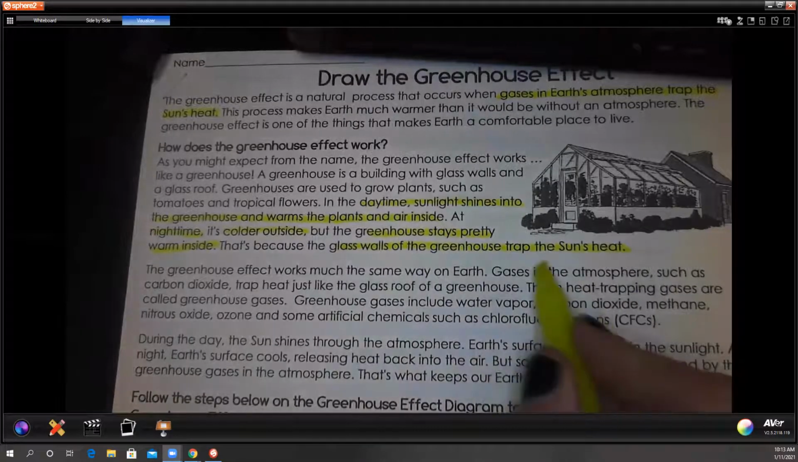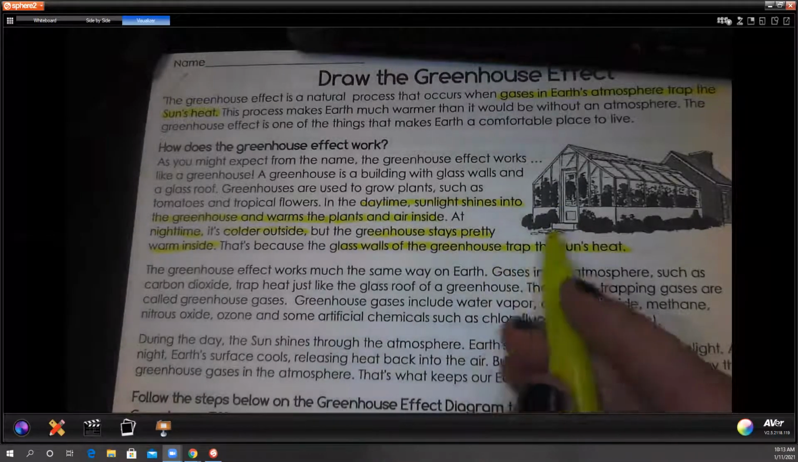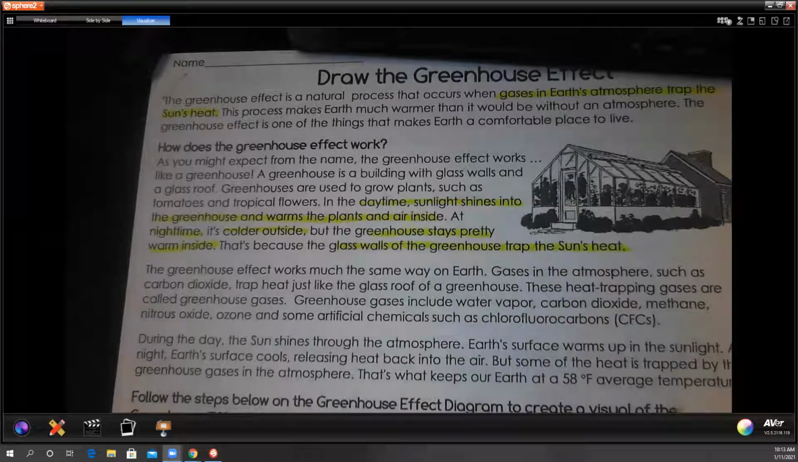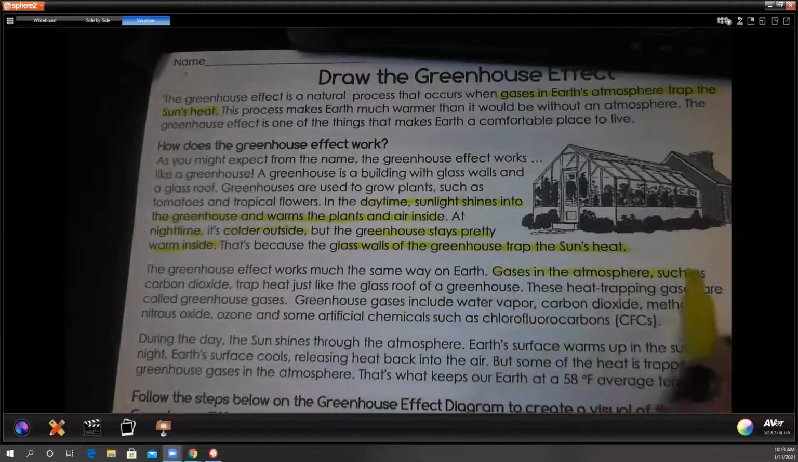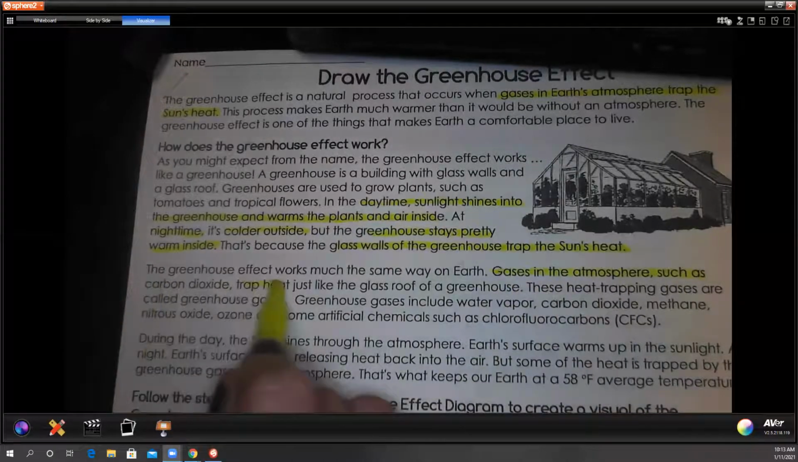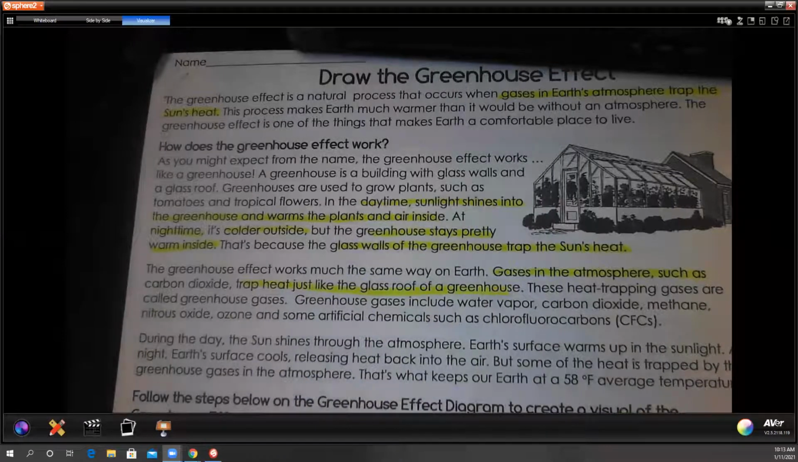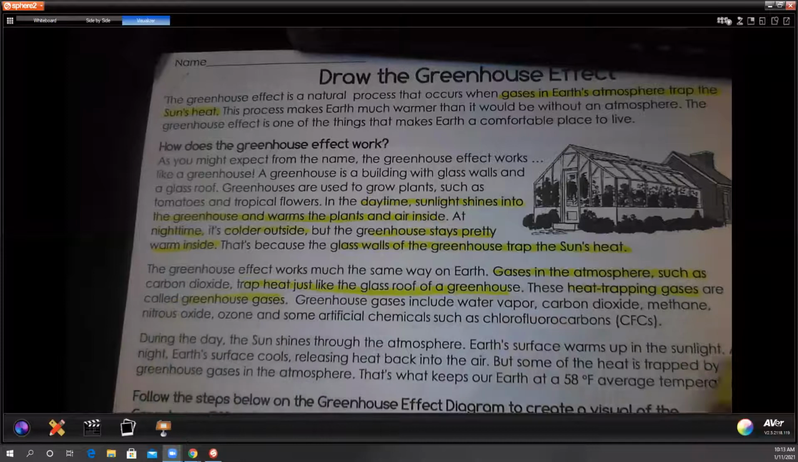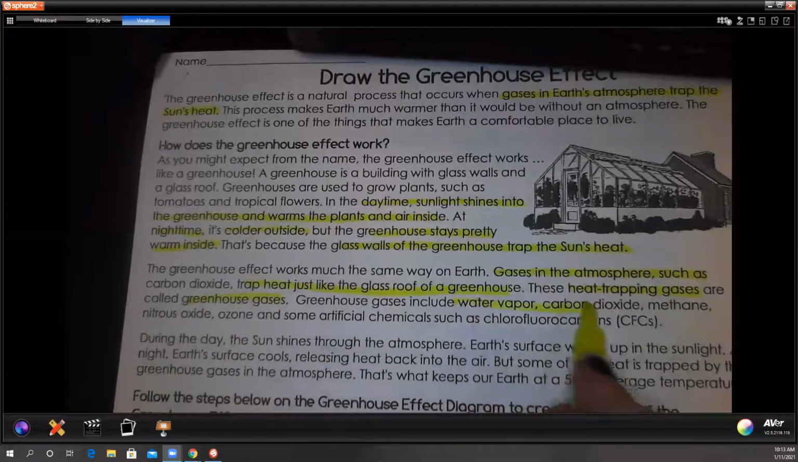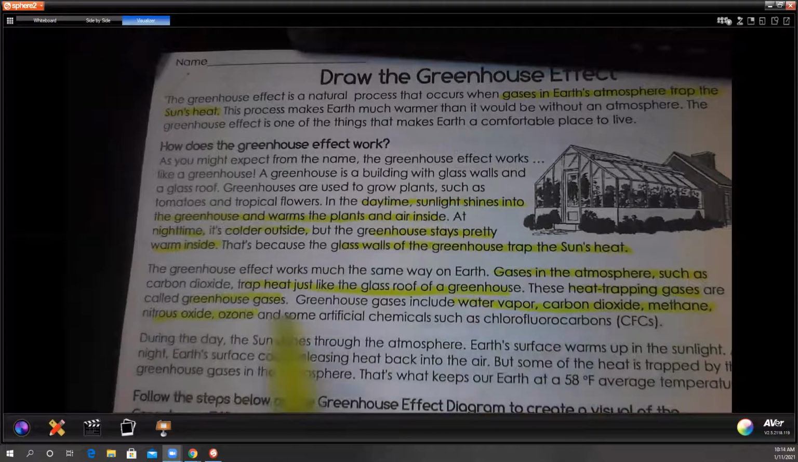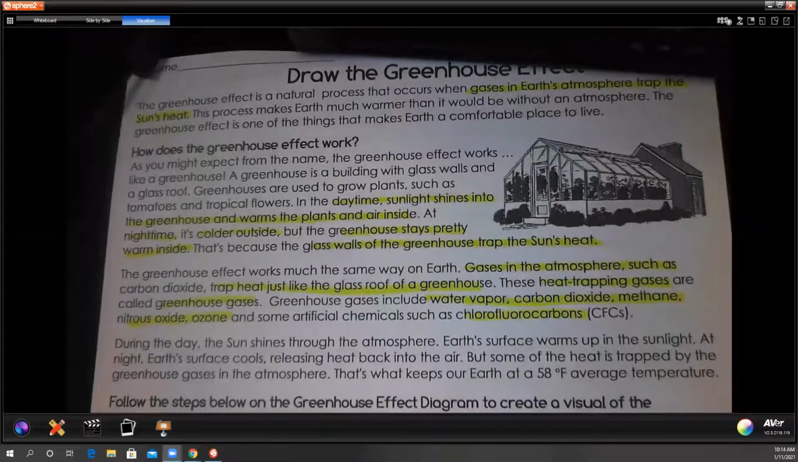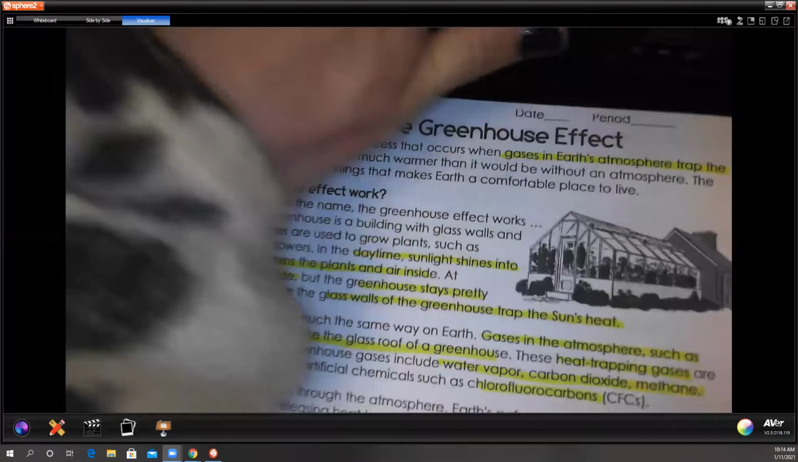So imagine those gases, carbon dioxide, water vapor, methane, all of those act as that glass. So they trap heat, and then if you guys want, we can highlight some examples of those. So you see how I'm only highlighting that important information.